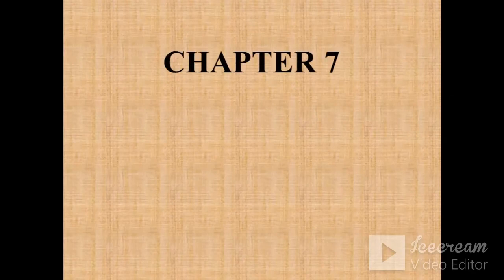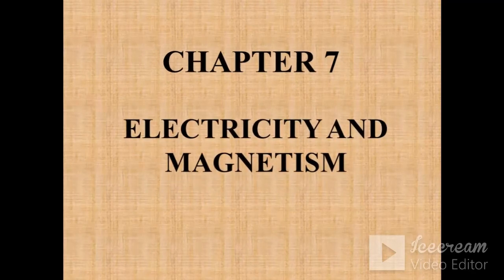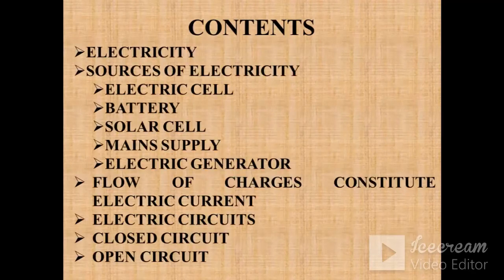So we have started this chapter, electricity and magnetism. In this, the following contents we have discussed so far. We have discussed what is electricity, what are the various sources of electricity, electric cell we have discussed, battery we have discussed, solar cell, main supply and electric generator.